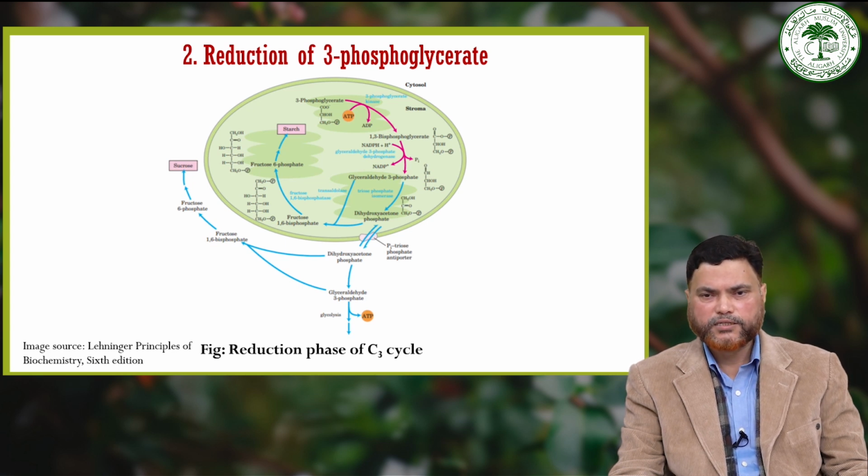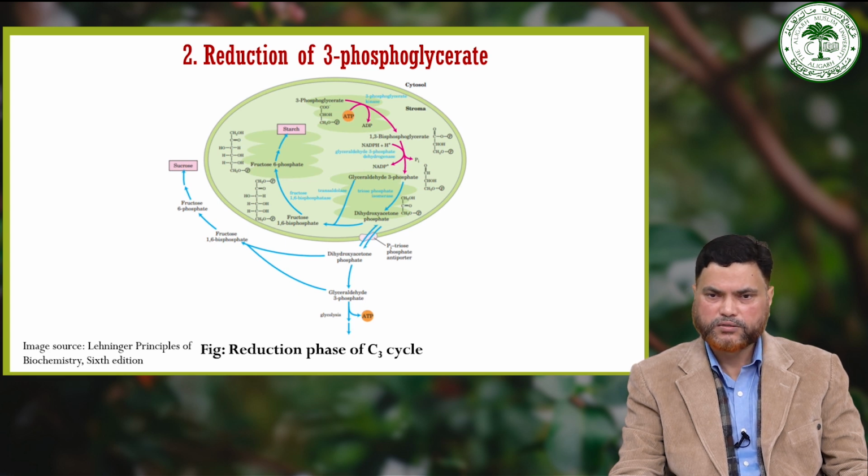The glyceraldehyde 3-phosphate formed here basically has many fates in metabolism. It could be used in starch biosynthesis in the chloroplast, or it may be transported out of the chloroplast into the cytosol to further synthesize sucrose, or it could be used up in the regeneration of RuBP.